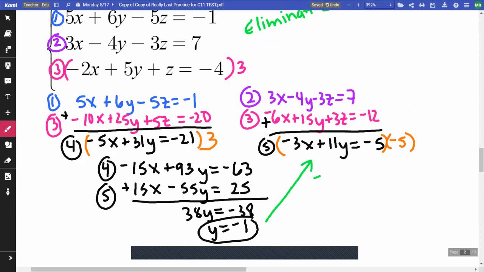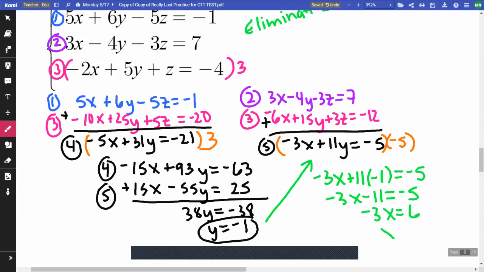So I'm going to go negative 3x plus 11 times a negative 1 equals a negative 5. So negative 3x minus 11 equals negative 5. I'm going to add 11. Negative 3x is equal to 6. X is equal to negative 2.